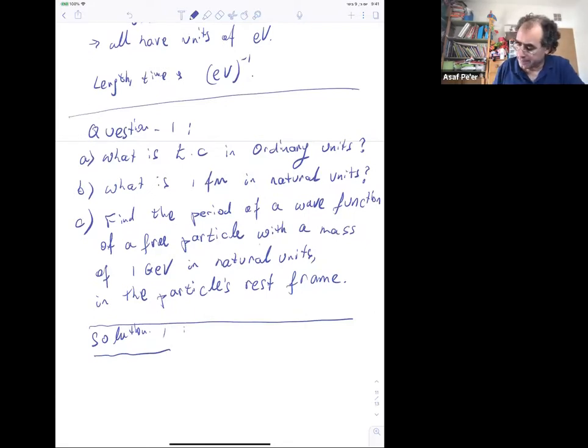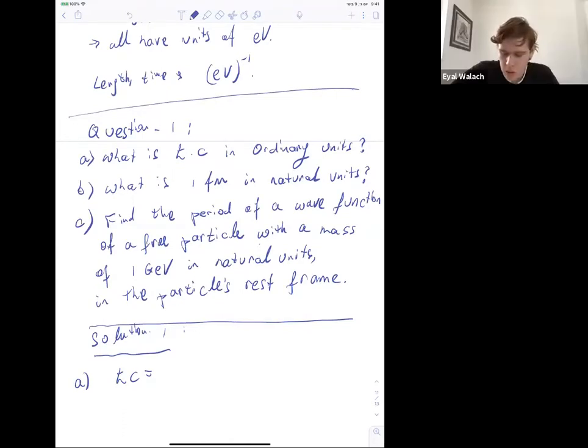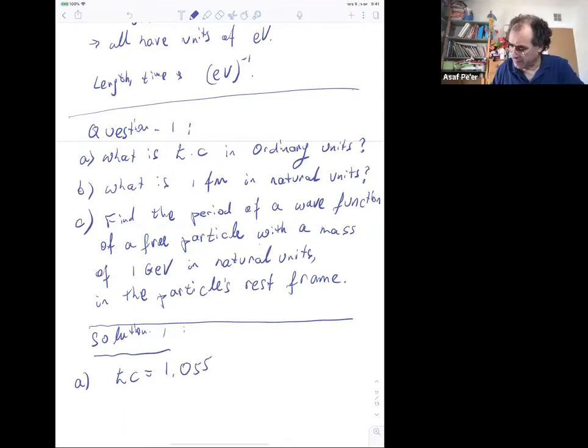So what is H bar C? What is H bar? It's 1.055 times 10 to the minus 34. Check it out, that's 10 to the minus 34, but this is in joules second, not joules per second. And we need to convert it to ordinary units.